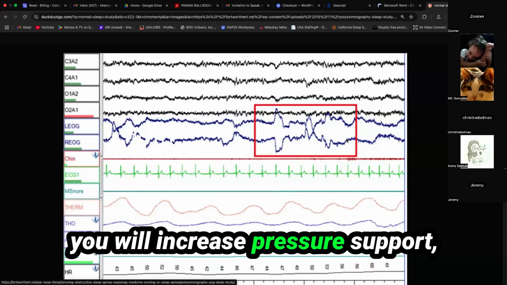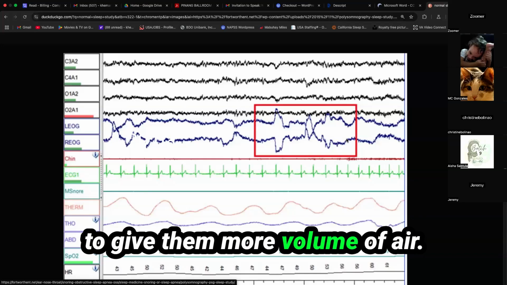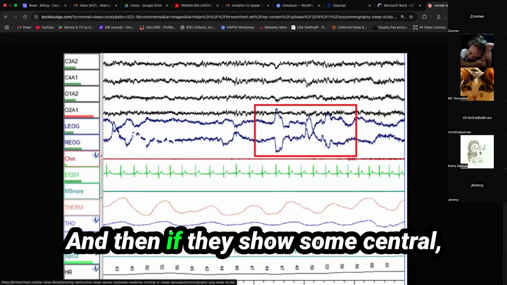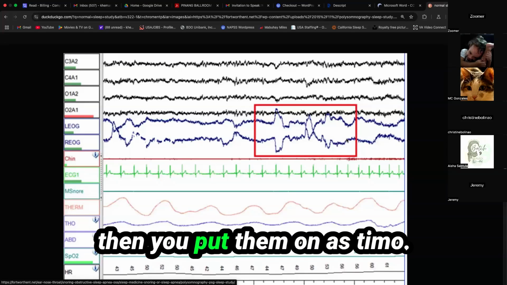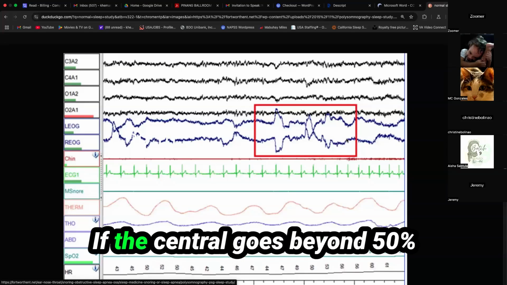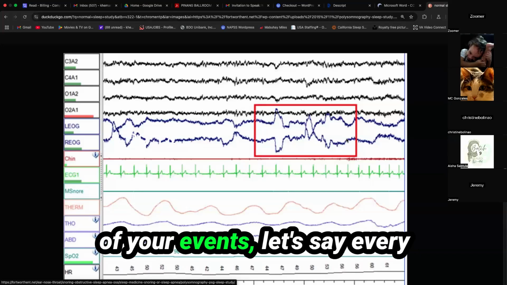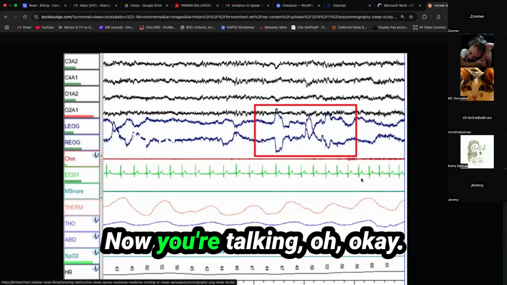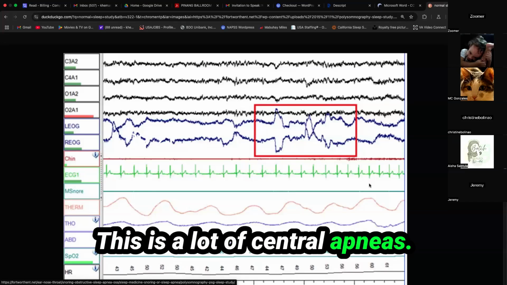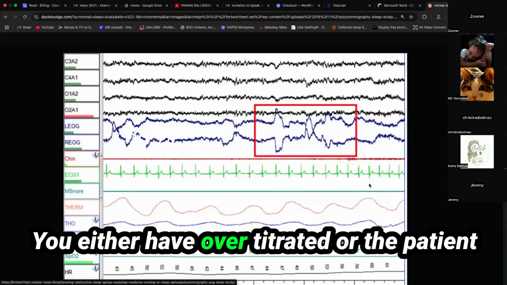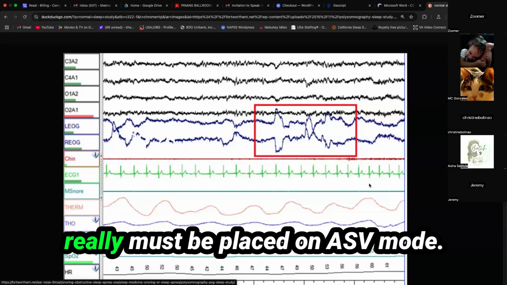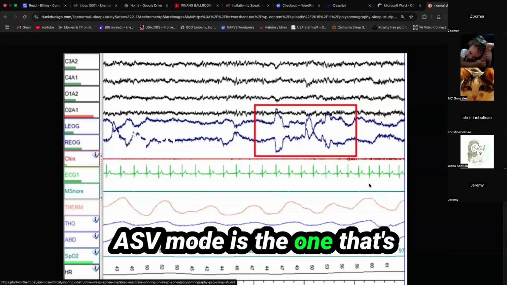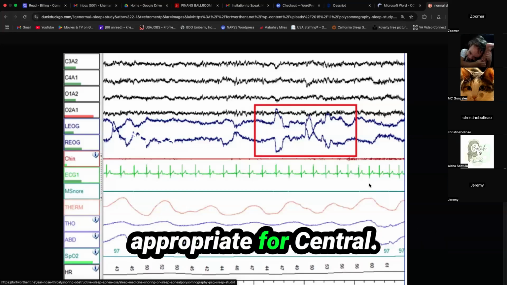You will increase pressure support to give them more volume of air, okay? And then if they show some central, then you put them on ST mode. If the central goes beyond 50% of your events, let's say every epoch you will see central. Now you're talking, oh, this is a lot of central apneas. You either have over titrated or the patient really must be placed on ASV mode. ASV mode is the one that's appropriate for central.